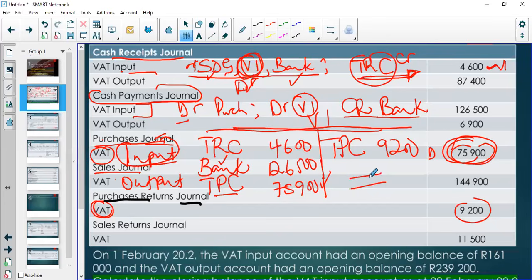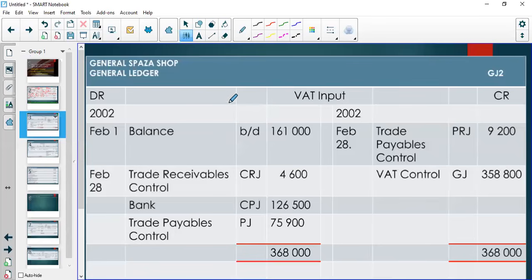Basically, we need to know how the transaction arises so that we could end up having a VAT input in the cash receipts journal, VAT input in the cash payments journal. We need to know how the transaction arose. So one trick that you need to remember is that if it is a VAT input account that you have to construct, there are certain things you have to commit to memory. For example, at the beginning of the period, you're going to have a balance brought down. You don't care about the amount here. This is just the structure of a VAT input.